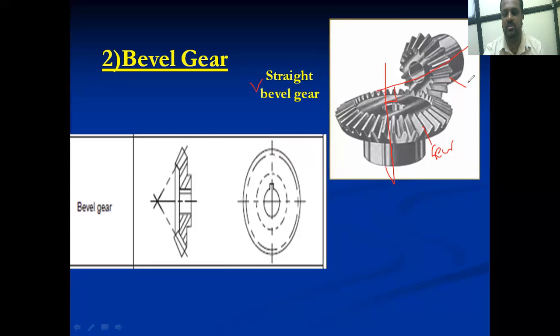What do we call the smaller gear? Pinion. Okay, it is the pinion. I'm going to write here pinion. P stands for the pinion, G for the gear.